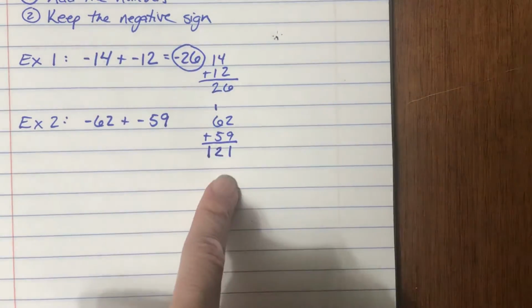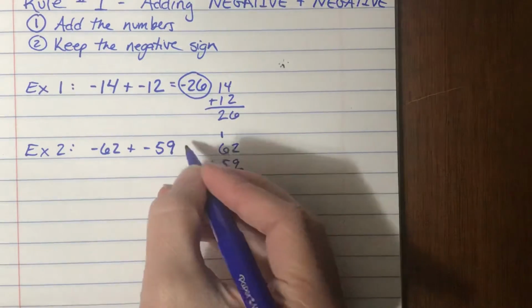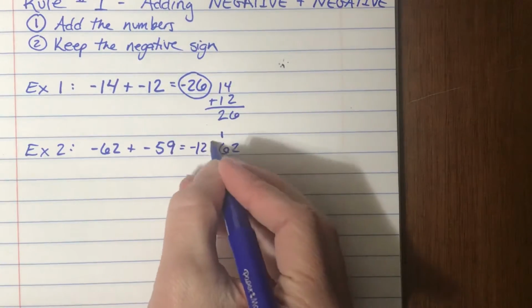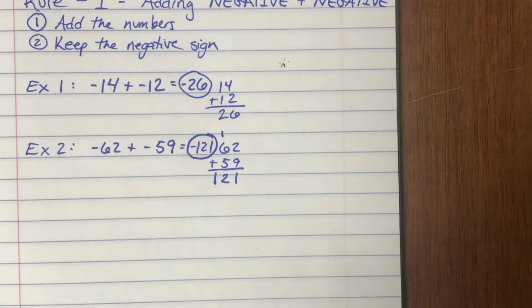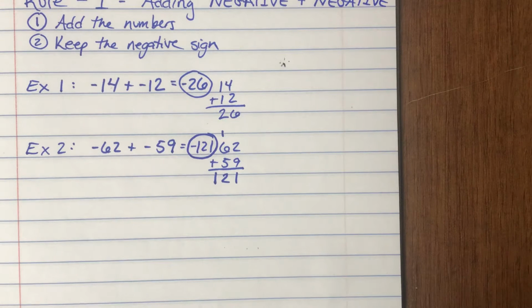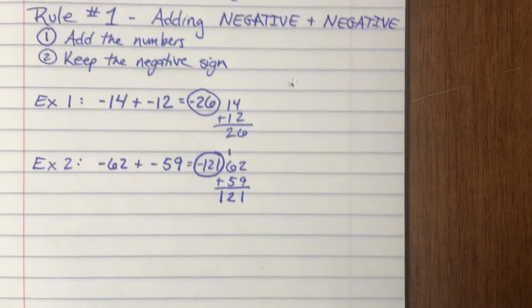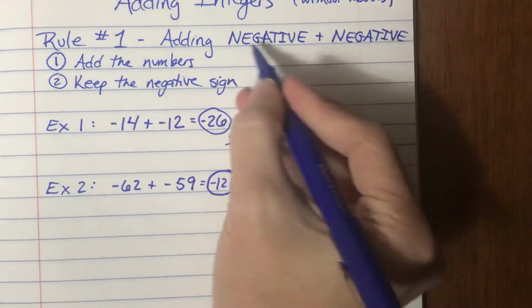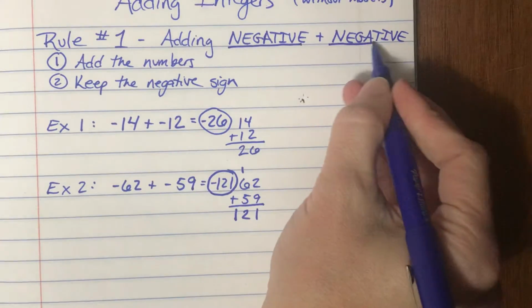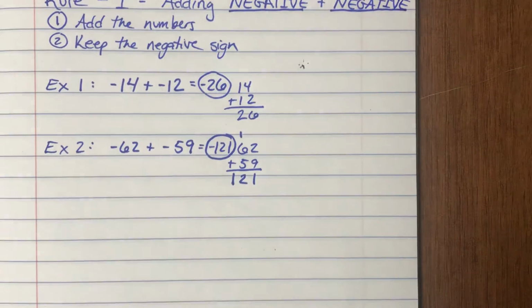But now, is it positive or negative? And so, again, remember, we're adding the numbers, but we keep the negative sign. So my final answer here is actually negative 121. Probably should have left myself more space there. Final answer of negative 62 plus negative 59 is negative 121. Now, again, that is probably the easiest of them, and this rule only works when you're adding negatives plus negatives, right? Now, what's going to happen when we add a negative and a positive number?